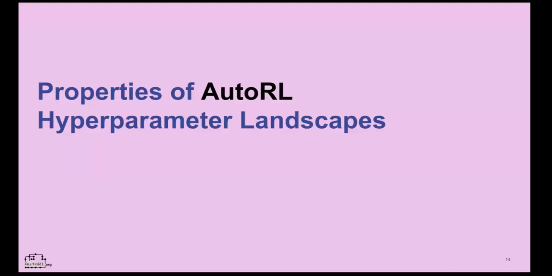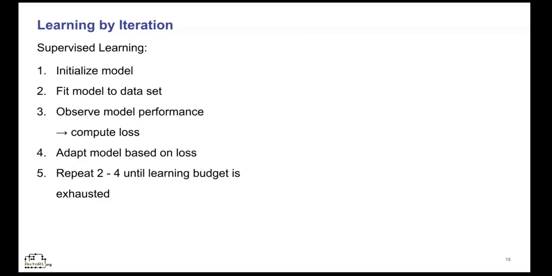But now that we have looked at how we can actually choose an RL algorithm, let's look at what makes the problem even harder. And here we need to look at the hyperparameter landscapes. So for this, I need to recall your attention or focus your attention on this problem, that learning is done by iteration. And you know, learning in a supervised learning manner in this fashion, you initialize your model, you fit your model to the data set, you observe the model performance, this gives you a loss, and you tend then to use the loss to update your model, right?